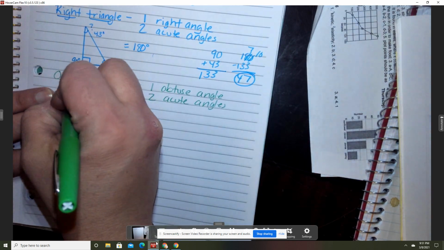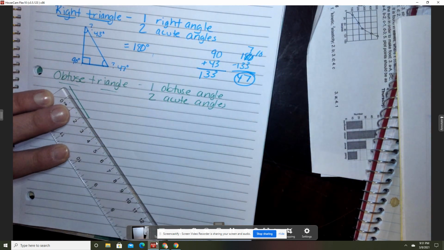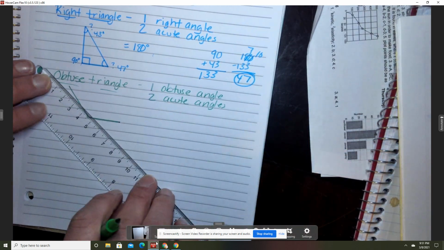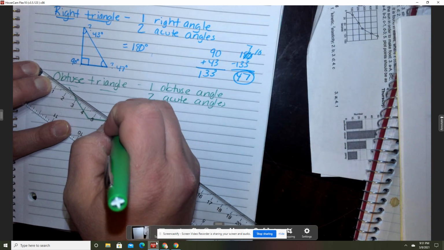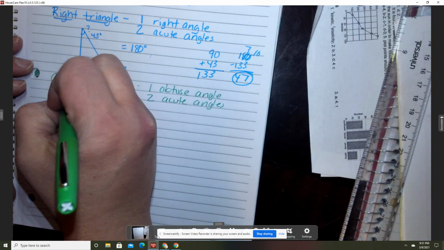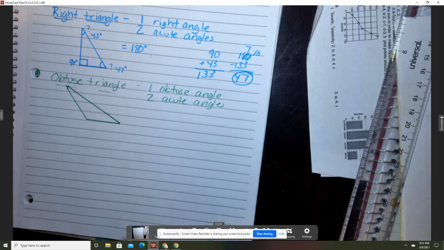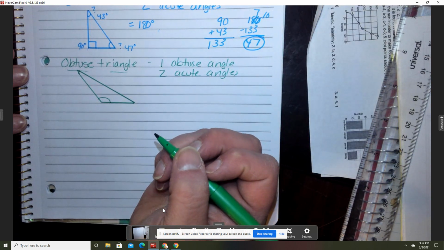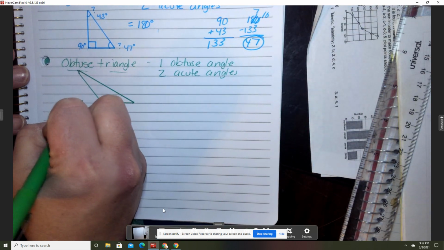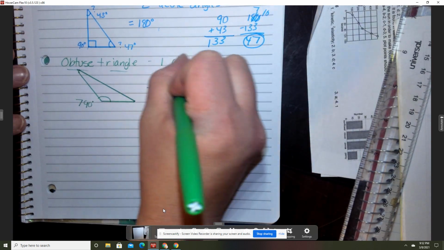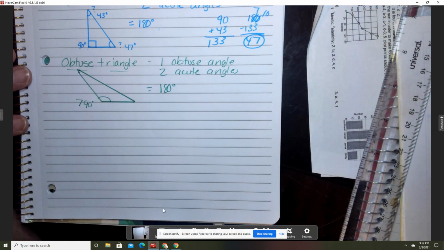All right, let's see if I can do this without a protractor. I don't know. There we go. That was pretty good. That'll work. Well, not perfect, but okay. So right here is my obtuse angle, right? So this is greater than 90. But again, all of the angles inside of it are going to equal 180, okay?